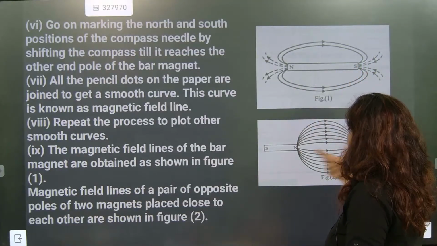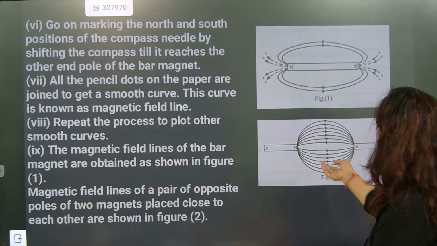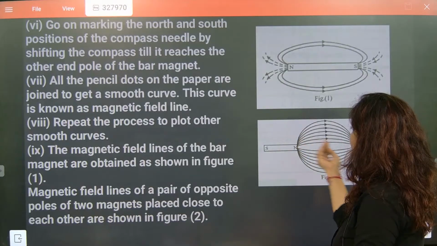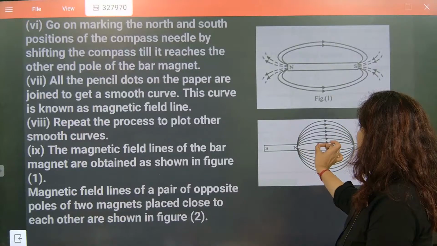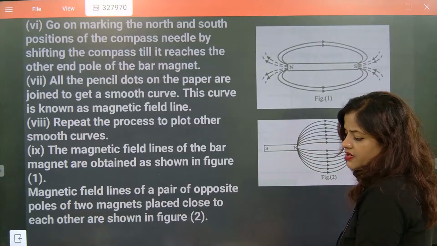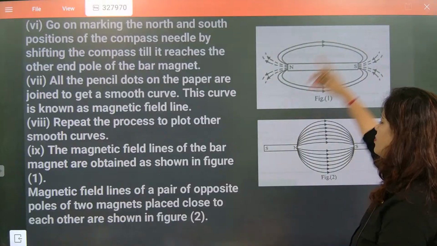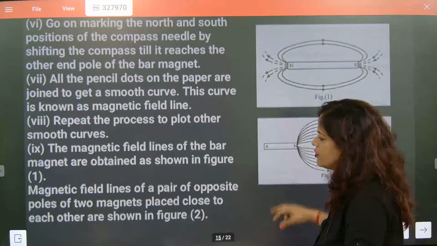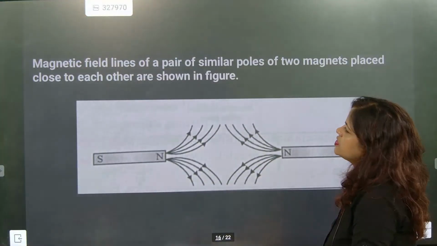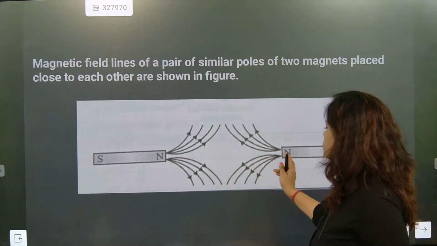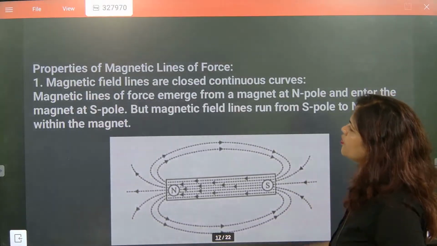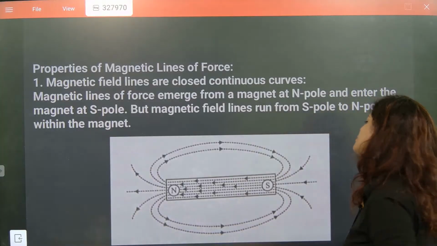Now, when a south and a north pole are there, rather than making the lines of force like this, the lines will come from the north and merge towards the south. When they both combine together, a bigger magnet will be generated whose magnetic lines of force will be much bigger. I have already talked about that. Now magnetic field lines for a pair of small poles of two magnets placed close to each other: you see, north and north will be repelling each other. What is the reason for repulsion? So we are going to study the properties of magnetic lines.